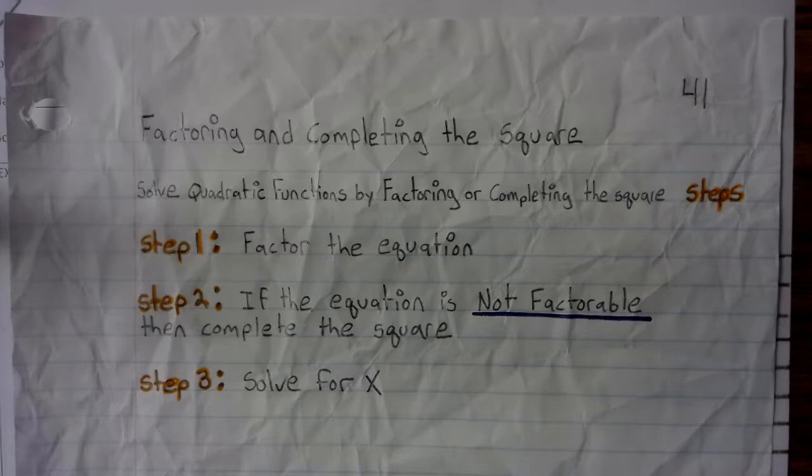Today we're looking at journal page 41, factoring and completing the square. Solve quadratic functions by factoring or completing the square steps. Step 1, factor the equation. Step 2, if the equation is not factorable, then complete the square. Step 3, solve for x.